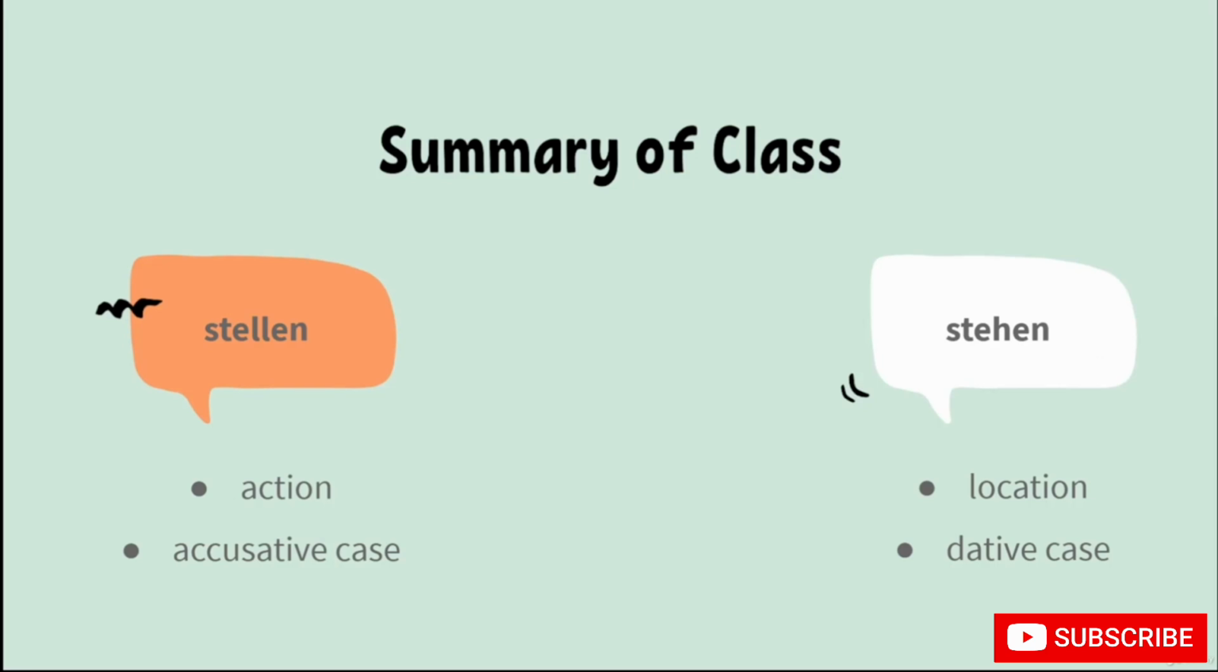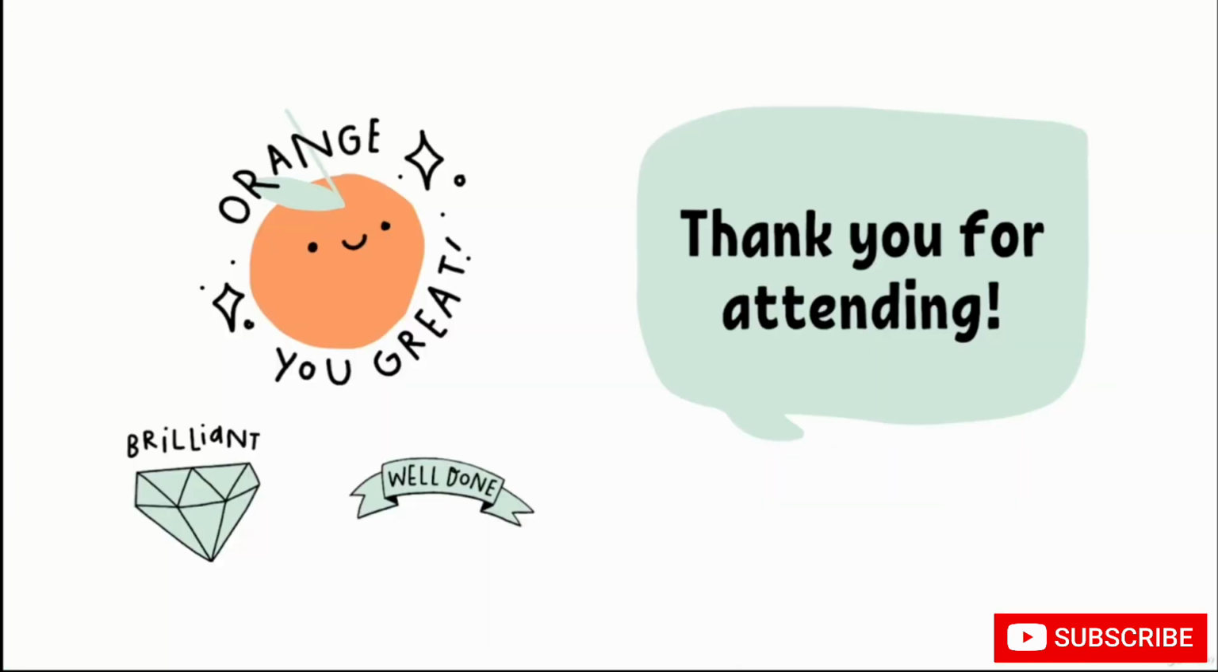Okay, in this lesson, we have learned the difference between stellen and stehen. These are two verbs. One of them gives action and the other one gives location. And these two verbs are used with Wechselpräpositionen. So, because stellen gives action, after these prepositions, accusative case must be used. And stehen gives location, that's why after these prepositions, dative case must be used. I hope the difference between stellen and stehen is a bit more understandable for you. Please do not forget to take the test at the end of this lesson.